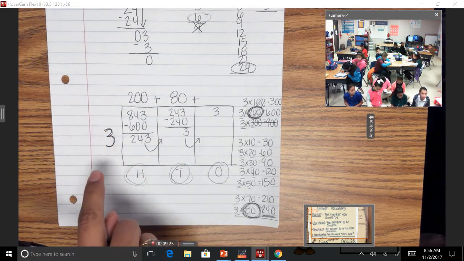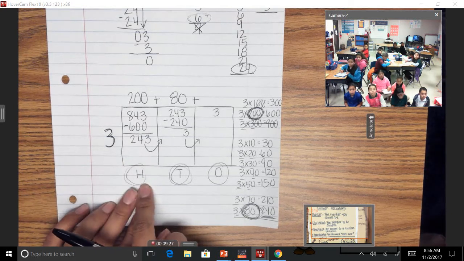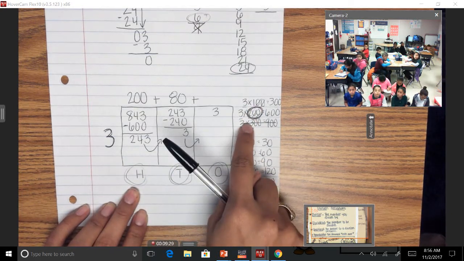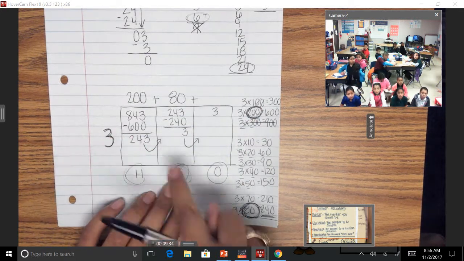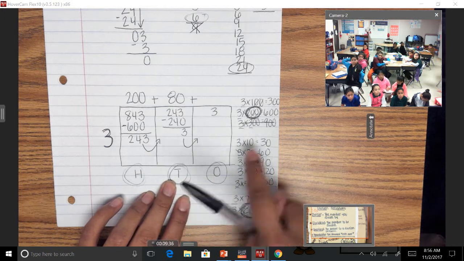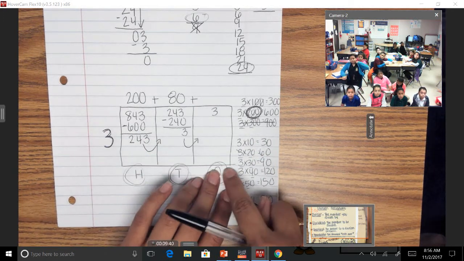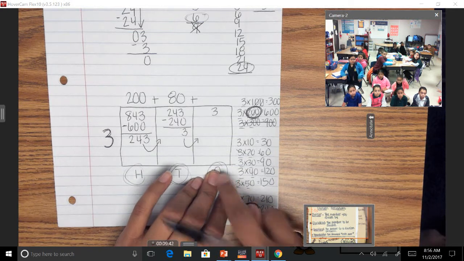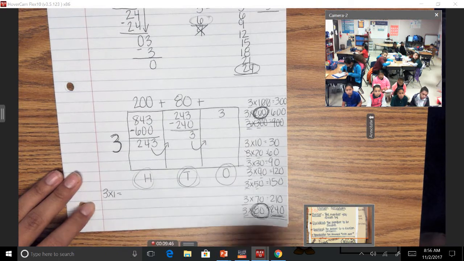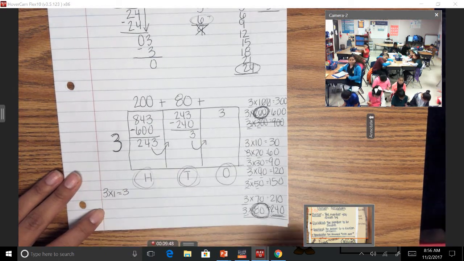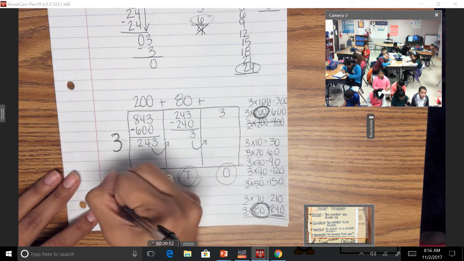Look at the pattern. I multiplied 3 with hundreds, and I started with 100, 200, 300. You're skip counting by hundreds. Next I multiplied 3 times in the tens, and I started with 10, 20, 30, correct? Now I'm in the ones. So what do I start with? 3 times 1. Very good, exactly. So 3 times 1 equals 3. We got to it, right? That's what we need.